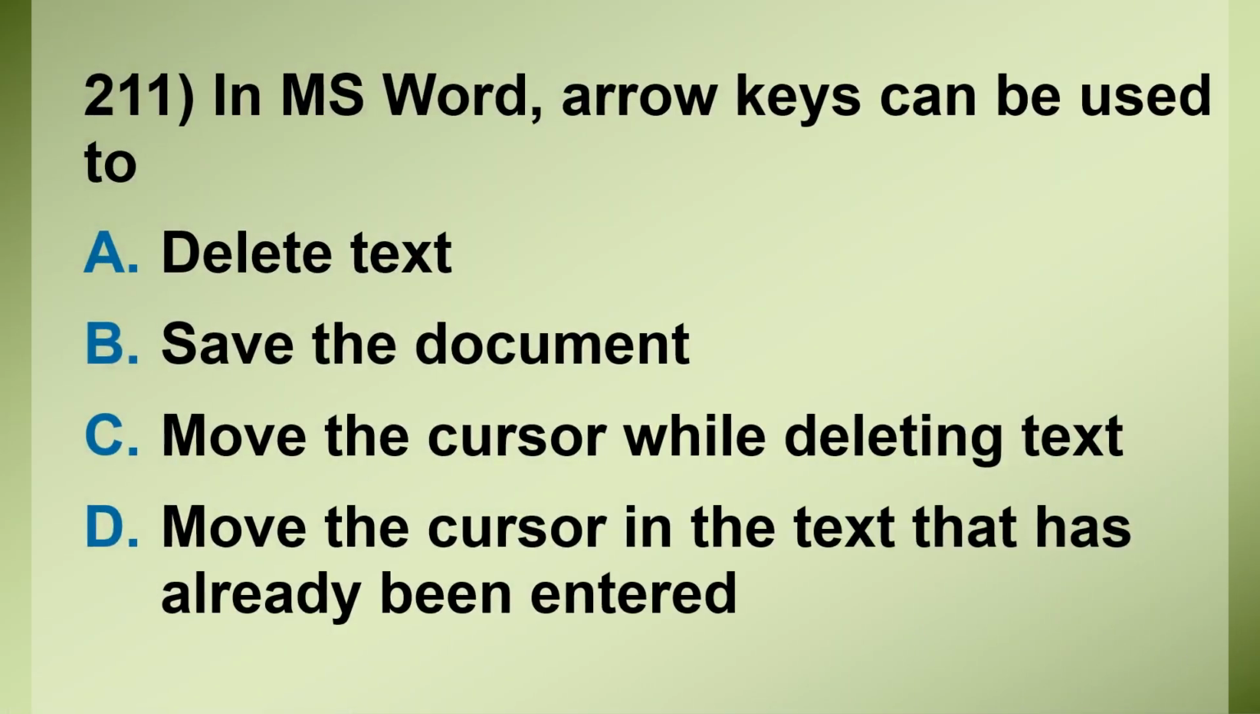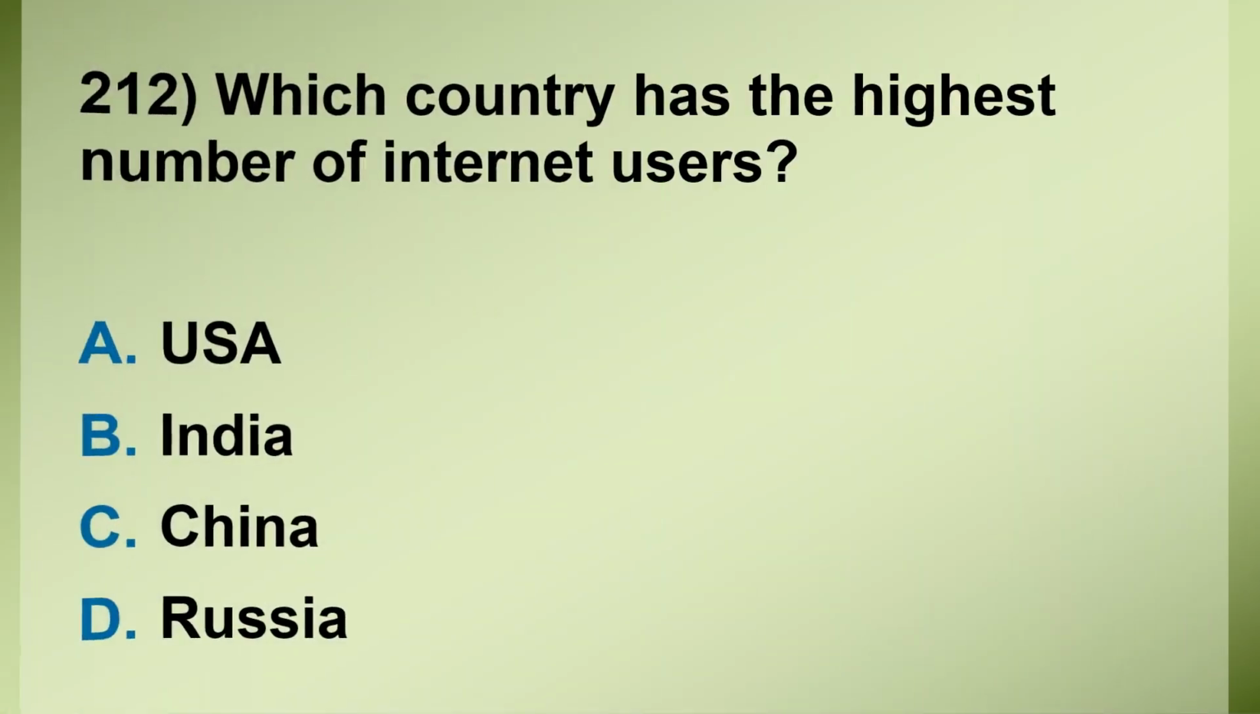In MS Word, arrow keys can be used to move the cursor in the text that has already been entered. Okay. Which country has the highest number of internet users? Answer is China.